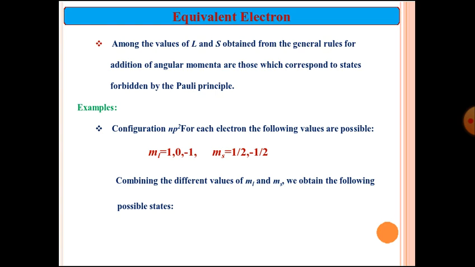Example: configuration np square, for each electron. The following values are possible: ml equal to 1, 0, minus 1 and ms equal to plus or minus 1 by 2. Combining the different values of ml and ms, we obtain the following possible states.